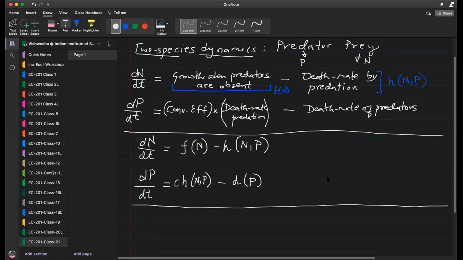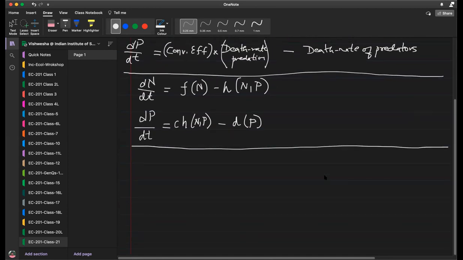Now you are all experts in modeling. Now you know how to play around with this, right? We basically have three functions, f, h, and d, and there are many different forms we have already studied for what is possible. Let's go one by one. So let's call this model 1, which is also called the Lotka-Volterra model of predation.